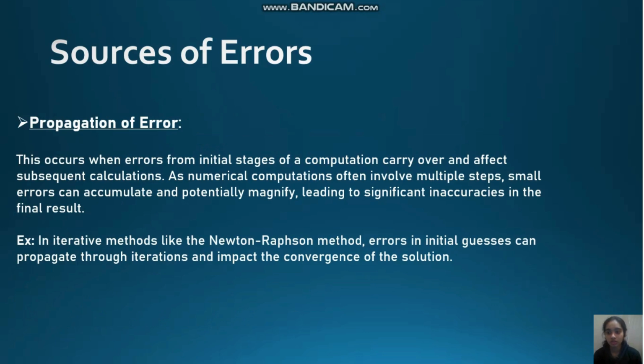Propagation of error. This occurs when errors from initial stages of a computation carry over and affect subsequent calculations. As numerical computations often involve multiple steps, small errors can accumulate and potentially magnify, leading to significant inaccuracies in the final result. For example, in iterative methods like the Newton-Raphson method, errors in initial guesses can propagate through iterations and impact the convergence of the solution.